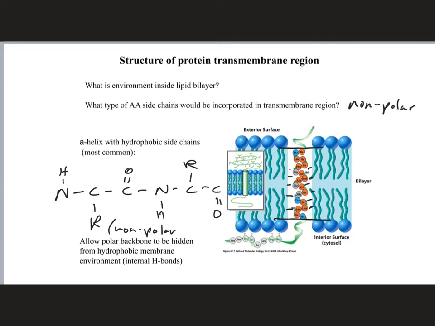This is one of the reasons that most transmembrane proteins are going to form an alpha helix. And it also is the same reason that bacteria use beta-pleated sheets. Basically, the secondary structure of alpha helices and beta-pleated sheets allow the polar backbone to be hidden from the hydrophobic membrane. So what do I mean by that?